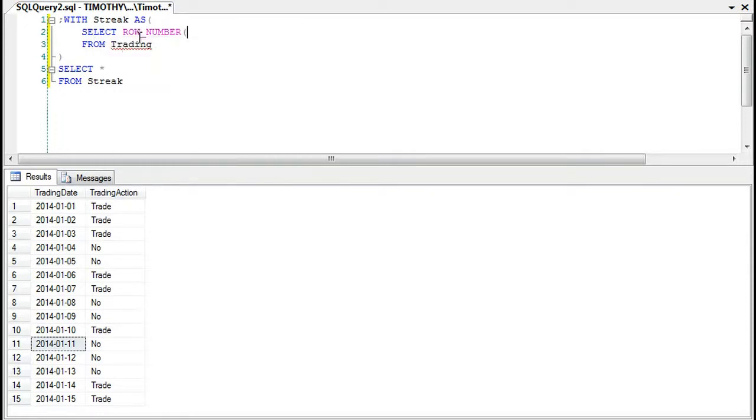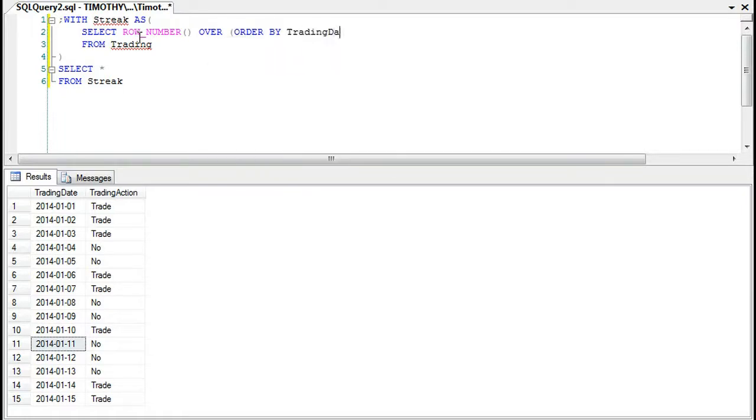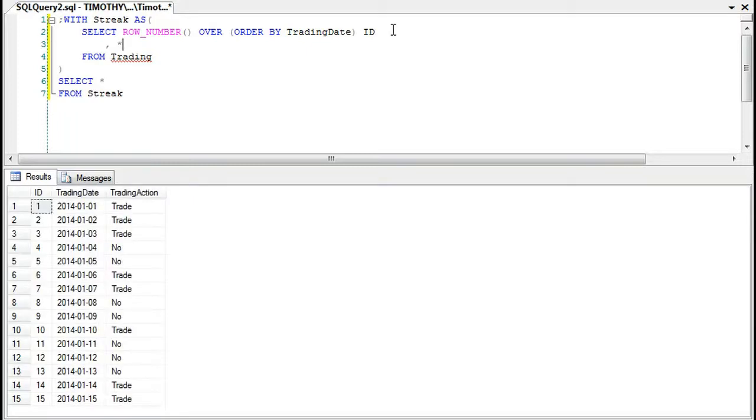The first thing I want to do is get an ID built. If you had an ID field in a table, normally that would be int identity 1,1. This is kind of what this is doing, so 1 through 15. You'll notice that we're not partitioning by this, we're just ordering it by trading date.